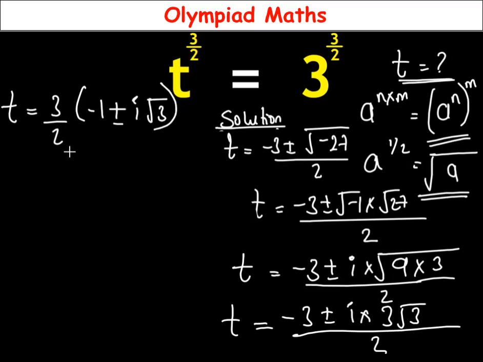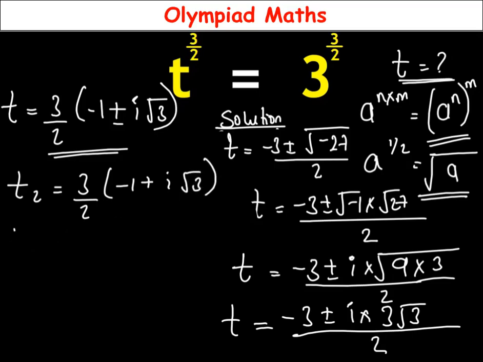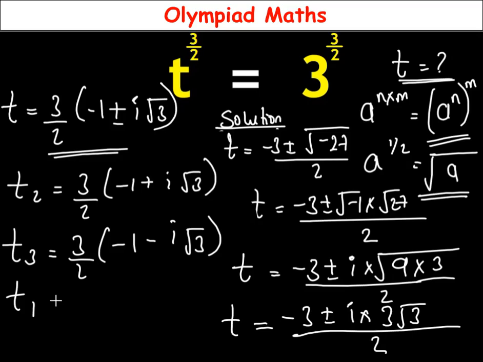With this, we've gotten the value of t such that t2 is equal to 3 over 2, in brackets minus 1 plus i root 3, and the value of t3 is equal to 3 over 2 in brackets minus 1 minus i root 3. And don't forget that the initial value of t1 is equal to 3. So these are the respective values of t that will satisfy this given equation.